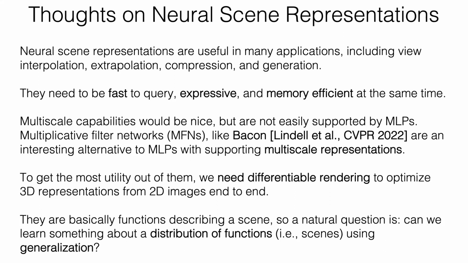But when you think about a neural scene representation, it has to satisfy a couple of properties. They need to be fast to query. Otherwise, it's just going to be very slow. They have to be very expressive. And what that means is the network has to have quite a bit of capacity to be able to represent the scene, especially complicated scenes. And they have to also be memory efficient at the same time. So achieving all of these three aspects simultaneously is not always straightforward. But these emerging hybrid representations allow you to do that.